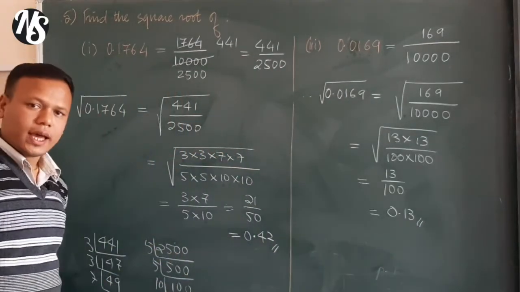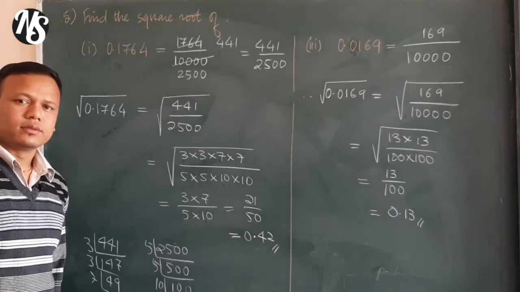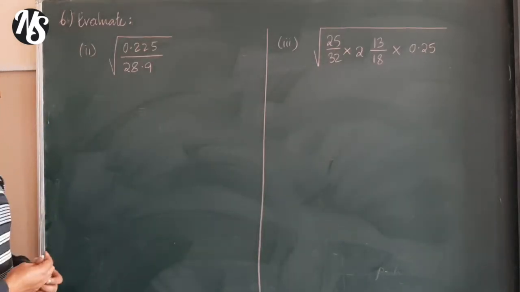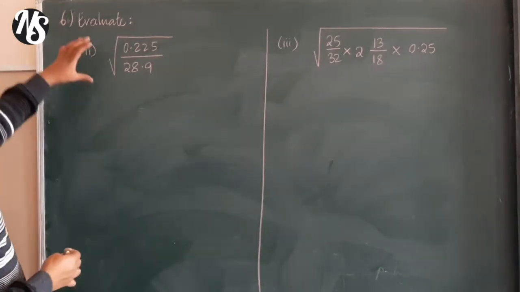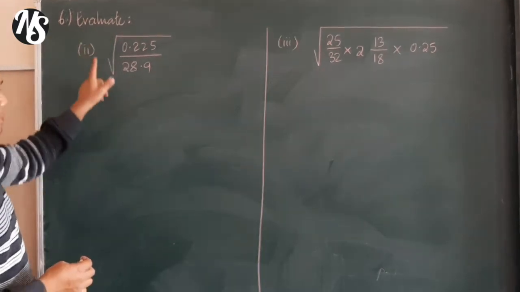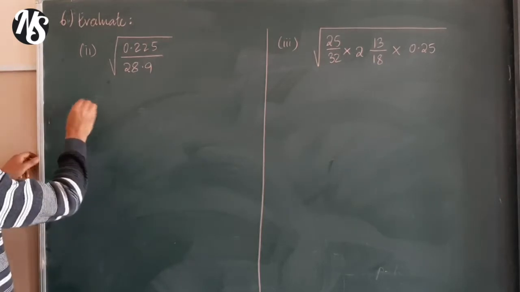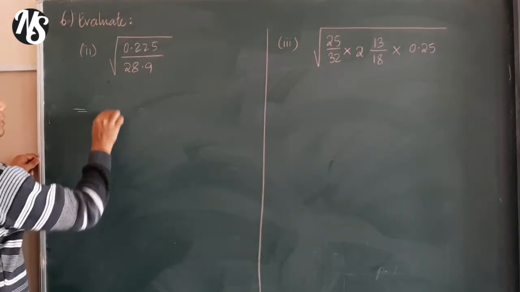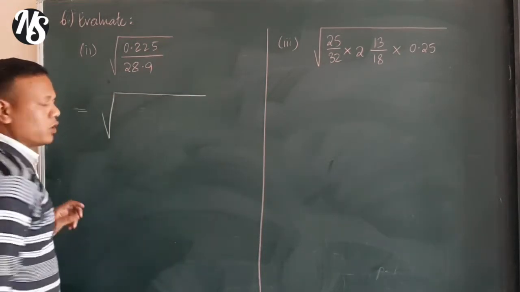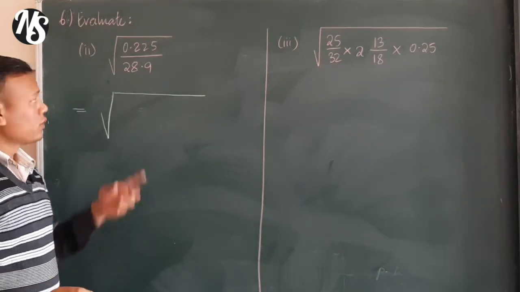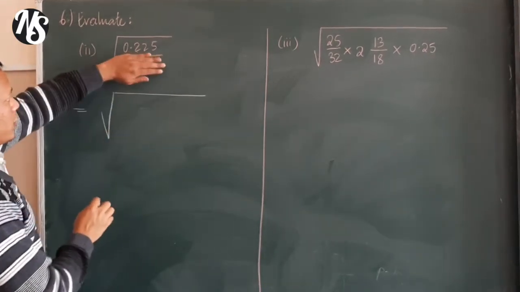So pause the video and note down your solution. So let's observe these two questions now. The question says evaluate this. Basically they are asking you to find the square root, right? This sum is also very simple, because first and foremost you have to get rid of the decimal. So forget about this.